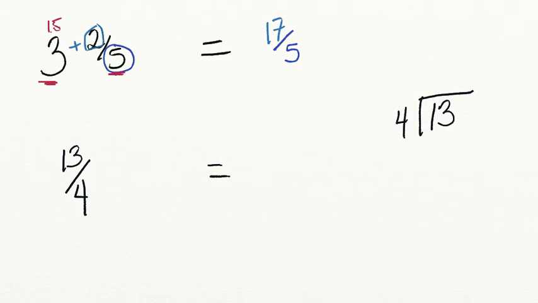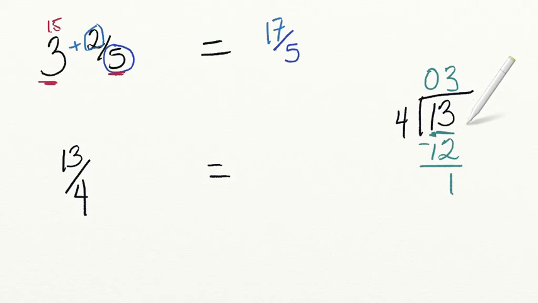All right, let's walk through this together. 4 cannot go into 1, so I'm going to put a 0 as a placeholder and move to my next place value. 4 can go into 13 3 whole times. 4 times 3 equals 12. And then when I subtract 13 and 12, I get a remainder of 1.